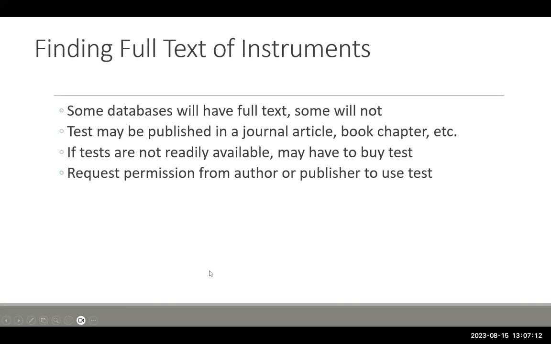In terms of finding the full text, some databases automatically have the full text in them, and some do not. The tests might be published in a journal article or a book chapter. I remember a couple years ago I had to find a particular instrument, and I found it all the way in an appendix of an ebook online. I went on this whole adventure in order to find it. You might also have to buy the test, which I mentioned. Every time I get a question like this, I never know which direction it's going.